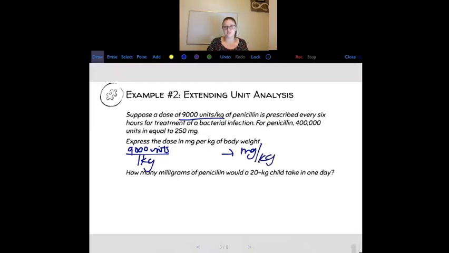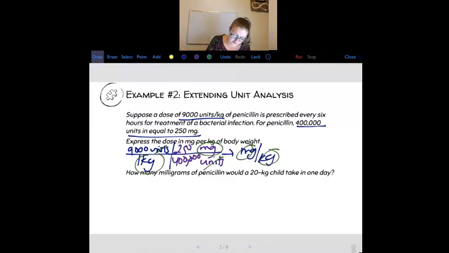Okay, so we already have kilograms in the denominator, so we don't need to convert the kilogram, but we do need to convert units to milligrams. And we're given the conversion factor that 400,000 units is 250 milligrams. Units needs to go on the bottom because we need those to cancel, and milligrams goes on the top. We have 250 milligrams per 400,000 units. We check to make sure our units cancel and we're left with milligrams per kilogram, which is what we want. So to do the math in this case, we would take 9,000 times 250 and divide it by 1 times 400,000. Okay, so we'll do that in our calculator.